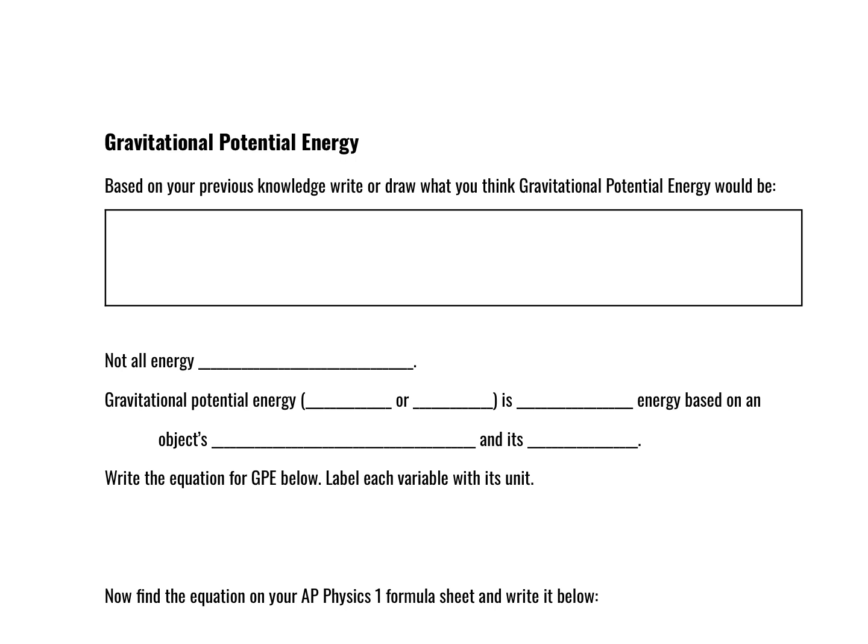So one thing that we're going to talk about is that not all energy is moving energy. It's not all energy that you can see. So since it's not all moving, some energy, gravitational potential energy, is stored energy based on an object's height above the earth and its mass.